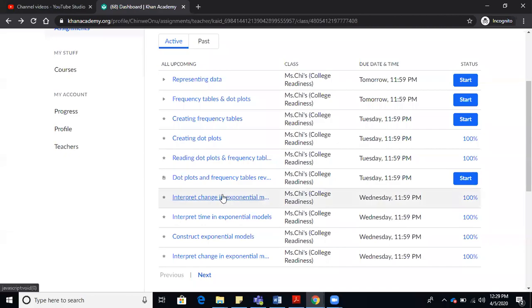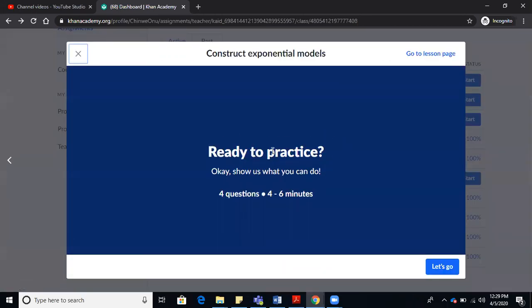Okay, so in this video, I'll be doing problems for constructing exponential models. If you haven't seen the intro, which is the one for interpreting change in time in exponential models, you might want to see the intro of exponential models so that you can get a gist about what they're about. All right, so I'm gonna go ahead and do 4 problems so you can understand.